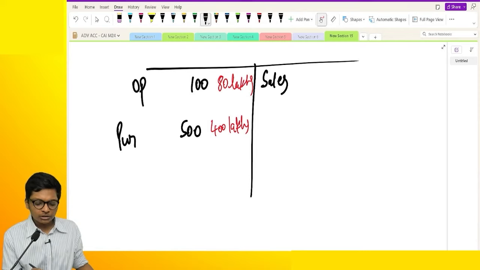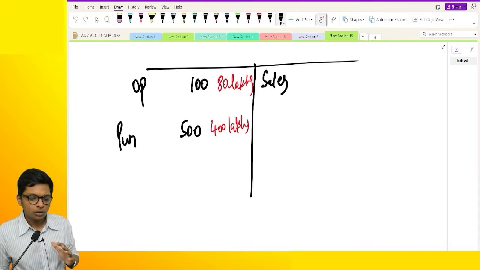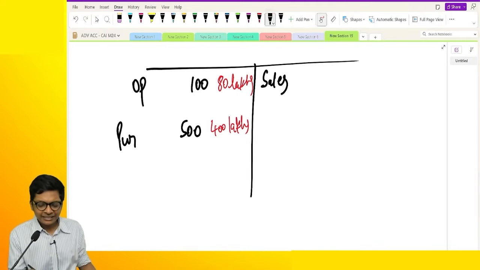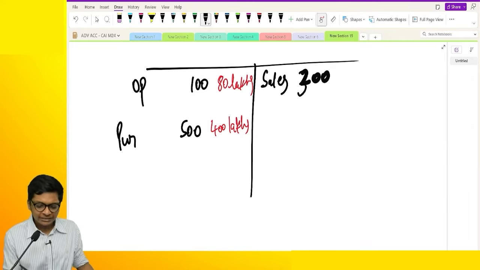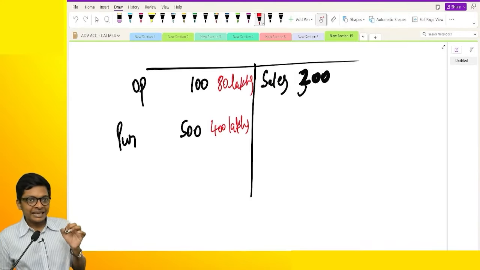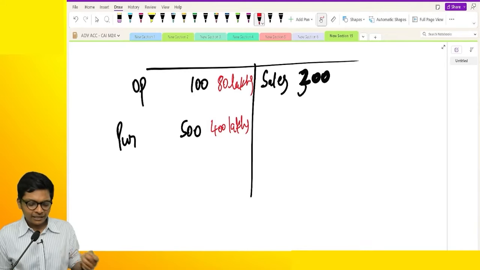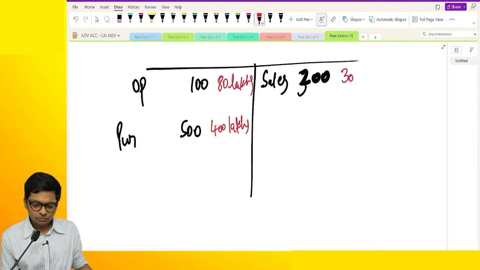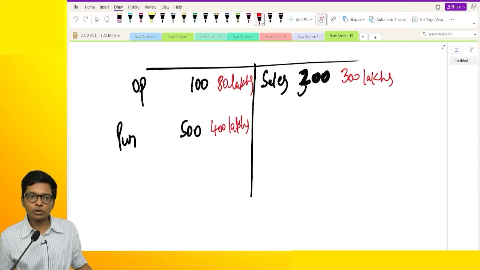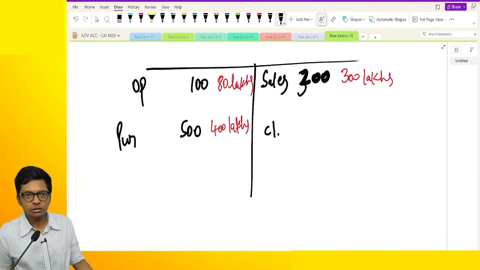Sales. Follow, guys. Next concept. If you're feeling it's fast, let me know. So far, fine. Okay. Sales, let's say they sold 200 iPhones. Or why 200? Let's make it 300 iPhones. One iPhone is sold at 1 lakh. Simple, 1 lakh. Retail shop. So sales is 3 crores. Correct? 300 into 1 lakh each. Correct, guys?